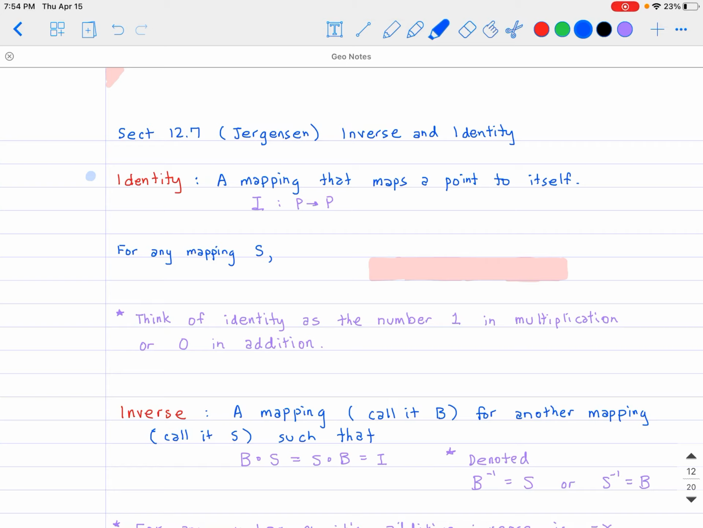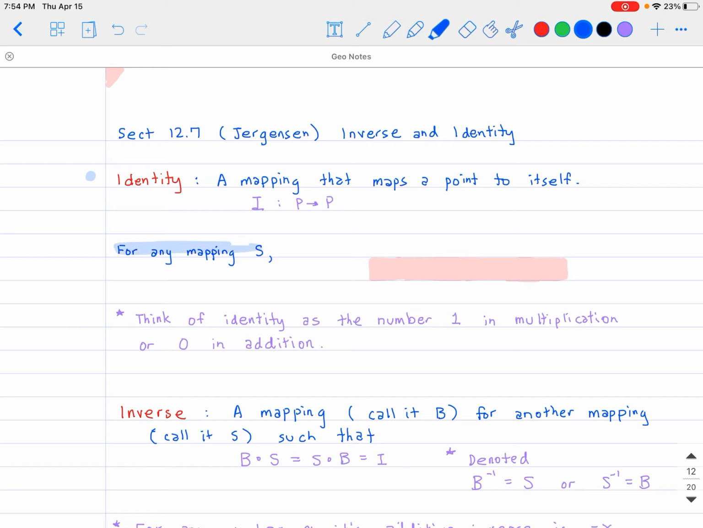You can think of it as an analogy. Let's say you have addition. The number zero is considered the additive identity because zero plus any number is itself. Or if you're thinking about multiplication, 1 would be the multiplicative identity because any number multiplied by 1 is always itself.